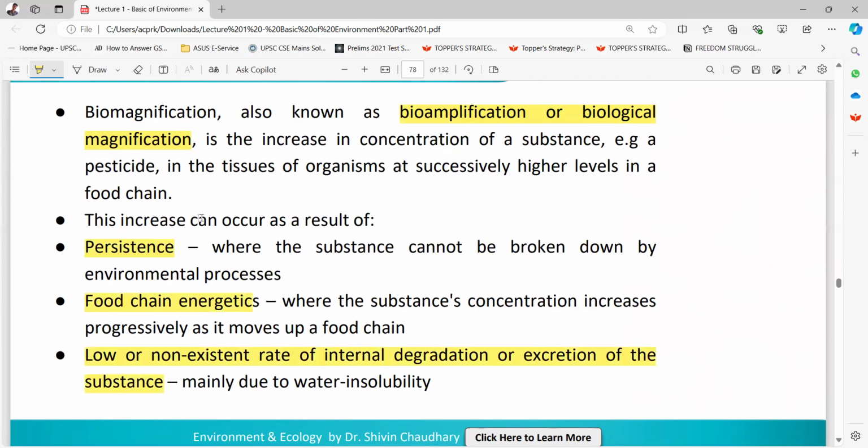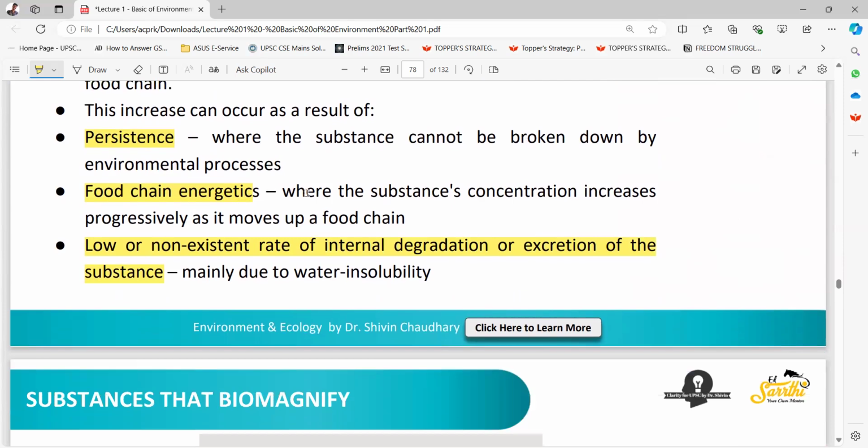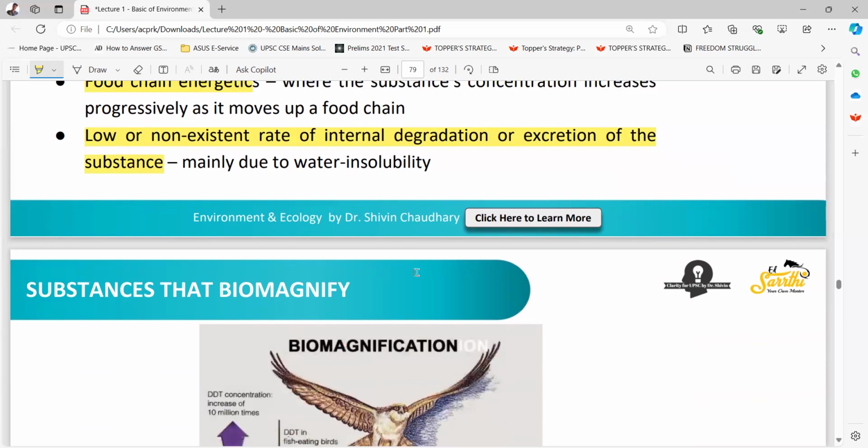Okay, this increase can occur as a result of persistence, where the substance cannot be broken down by environmental processes. Food chain energetics, where the substance's concentration increases progressively as it moves up a food chain. Low or non-existent rate of internal degradation or excretion of the substance, mainly due to water insolubility.